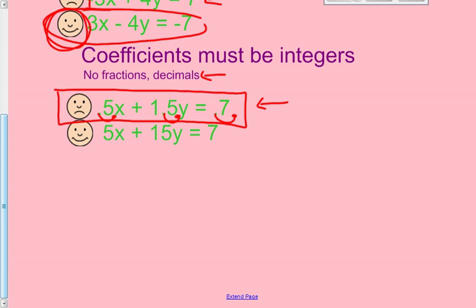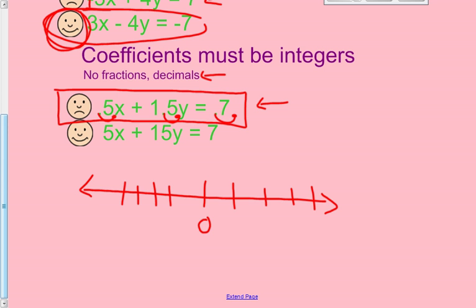Just make sure you're consistent with everything. That's the most important thing. So you can't have any fractions and you can't have any decimals. All your coefficients must be integers, which, just as review, integers are all the numbers on a number line that are not fractions or decimals. So when you think of a number line, you think of a negative 5, negative 4, negative 3, negative 2, negative 1, 0, 1, 2, 3, 4, 5, so on and so forth. Those are our integers. They don't have any fractions or decimals.